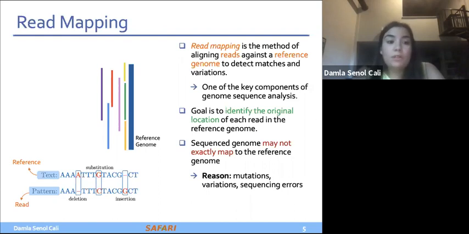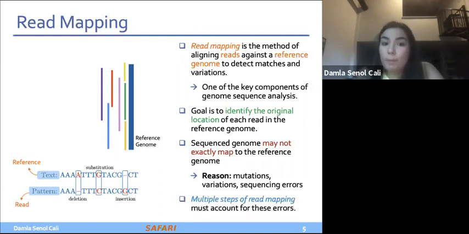So when we consider reference as a text and read as a pattern, we can observe 3 different kinds of errors. The first, we can see a deletion, so the character doesn't appear in the pattern, but it exists in the reference. Or some of the characters may flip, so substitutions may occur. And also a character that doesn't appear in the text, like the reference, can appear in the read, which is called an insertion. Multiple steps of read mapping must account for these errors.